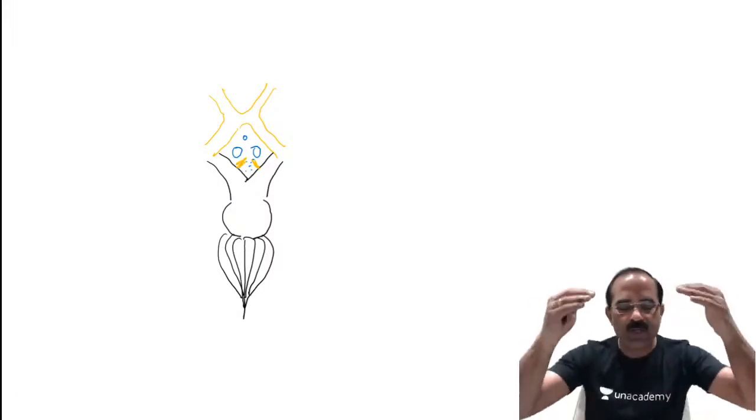What is this? Anyone, can you answer this? There's a nerve which lies on the ventral aspect of the midbrain. Come on students, what is this nerve? There's a nerve which arises from the midbrain on the ventral aspect.